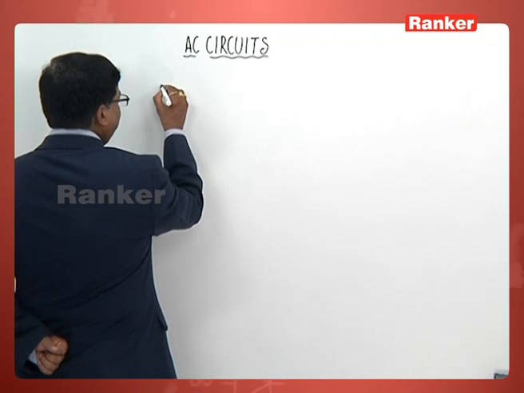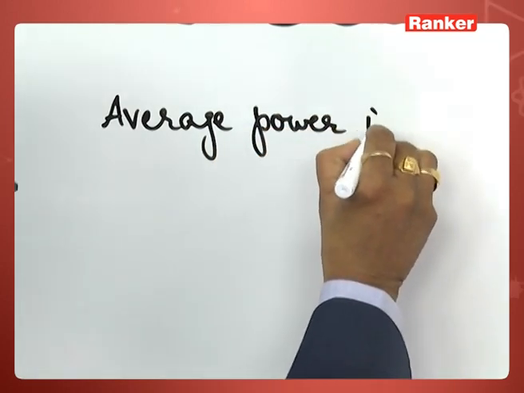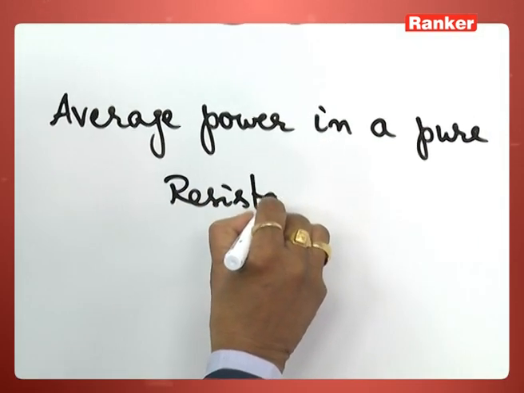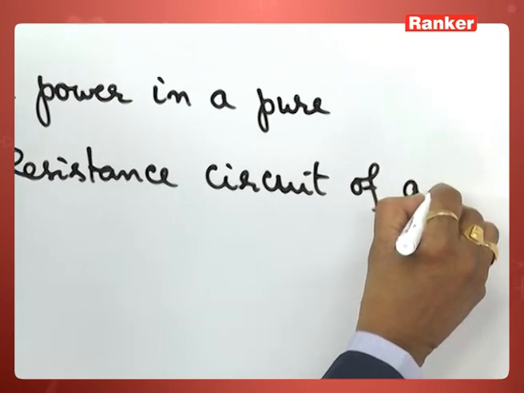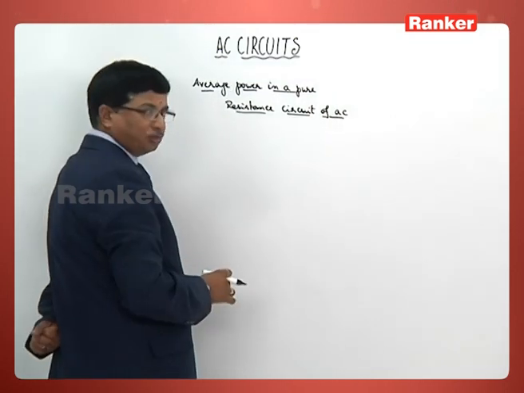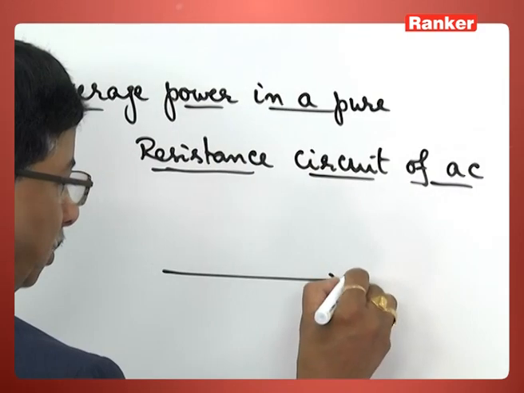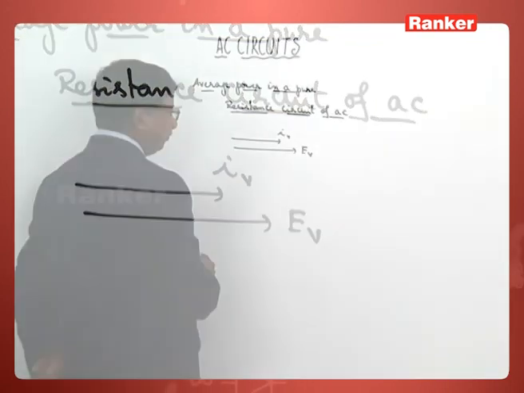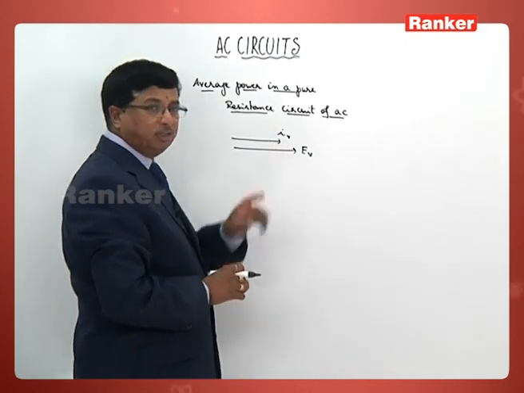Let us calculate the average power in a pure resistance circuit. In a pure resistance circuit of AC, what is this average power in the case of only resistance circuit? We in fact know in the case of resistance circuit, both the virtual EMF and virtual current values across the resistance are in the same phase. There is no phase difference between these two.